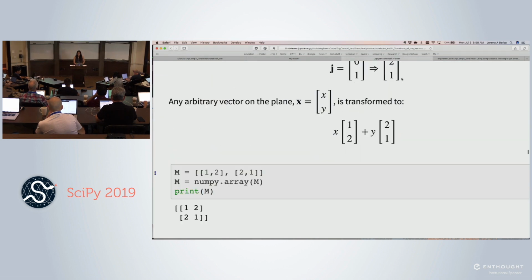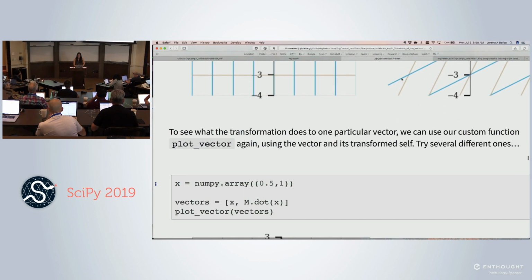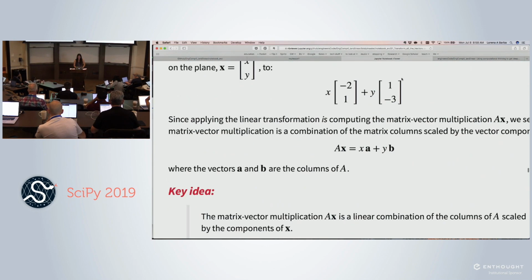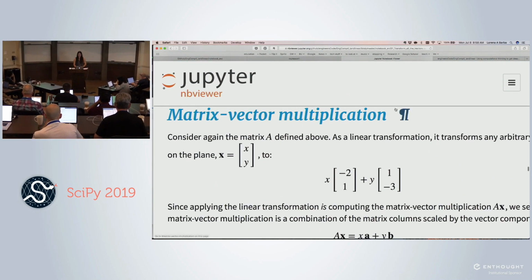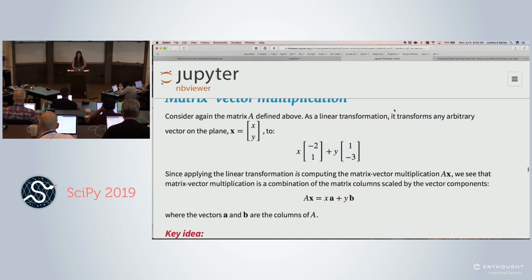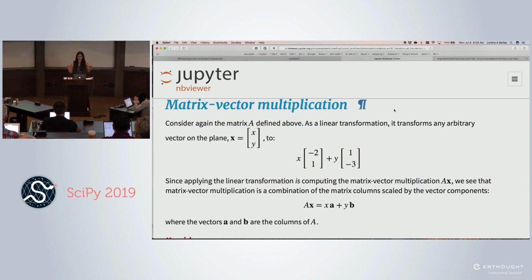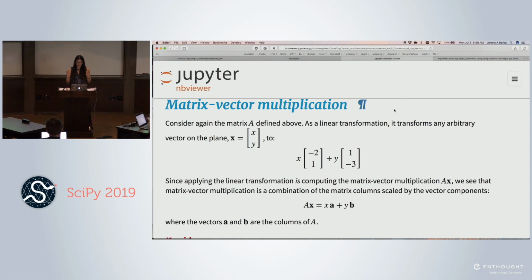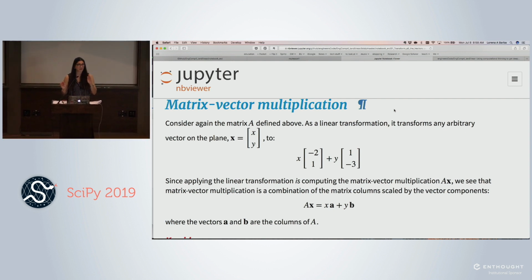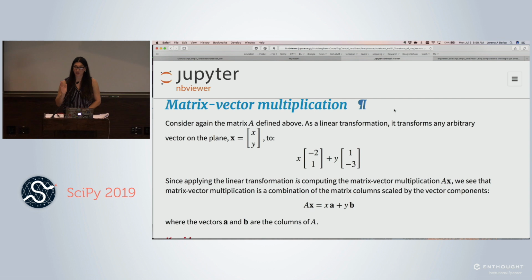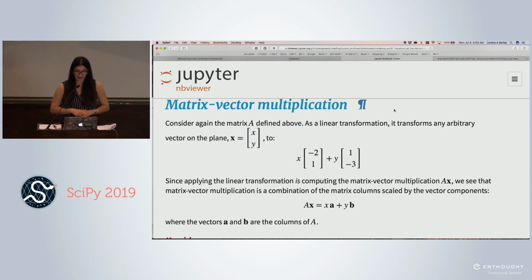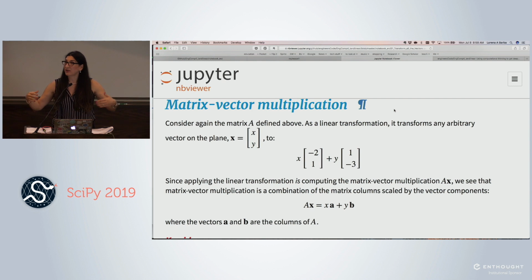Okay. Now, let me explain matrix multiplication. This is our next topic. Consider again the matrix that we defined at the beginning of this lesson, which had the vectors a and b as columns. We know that the first column is where i lands in the transformation, and the second column is where j lands after the transformation. So applying the linear transformation is the same as multiplying the matrix times the vector.